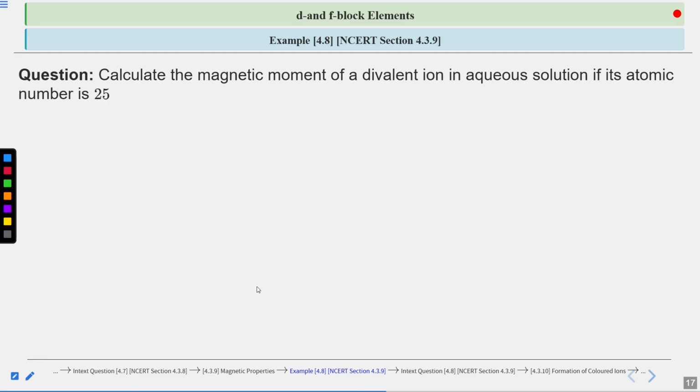Okay, let's solve an example marked as 4.8, which is covering the NCERT section 4.3.9. The question is: calculate the magnetic moment of a divalent ion in the aqueous solution if its atomic number is 25. So you have been given some time to try to solve this. Basically, you have to remember what the magnetic moment is, and for a divalent ion, how you can calculate it if the atomic number is given.